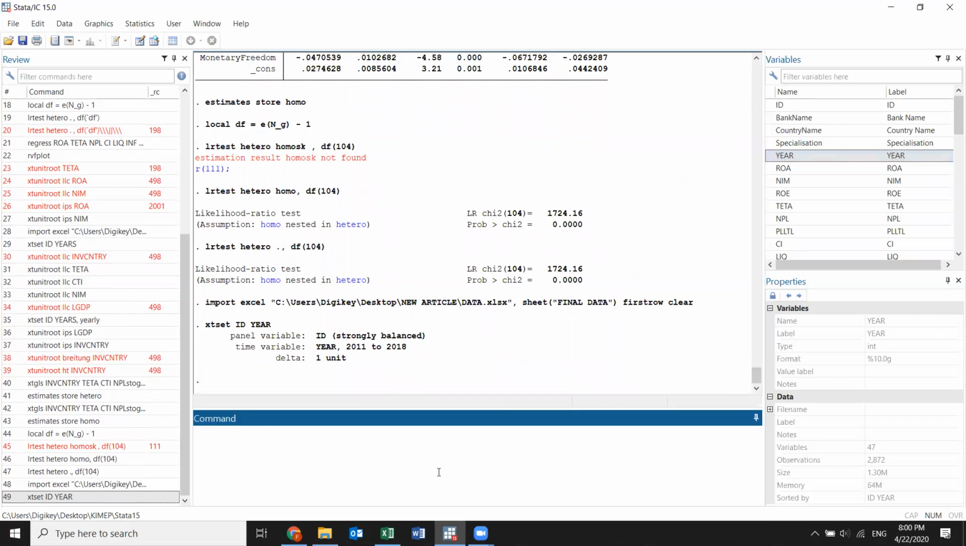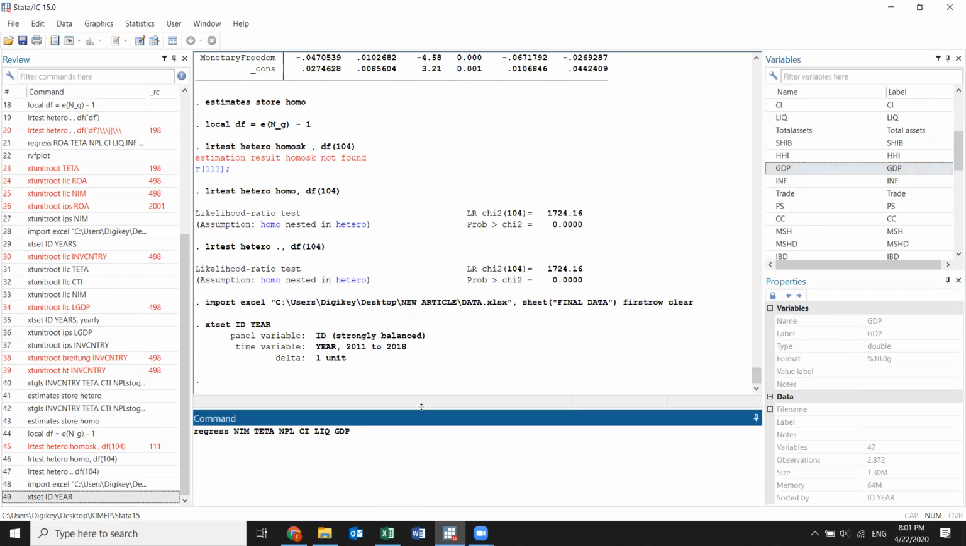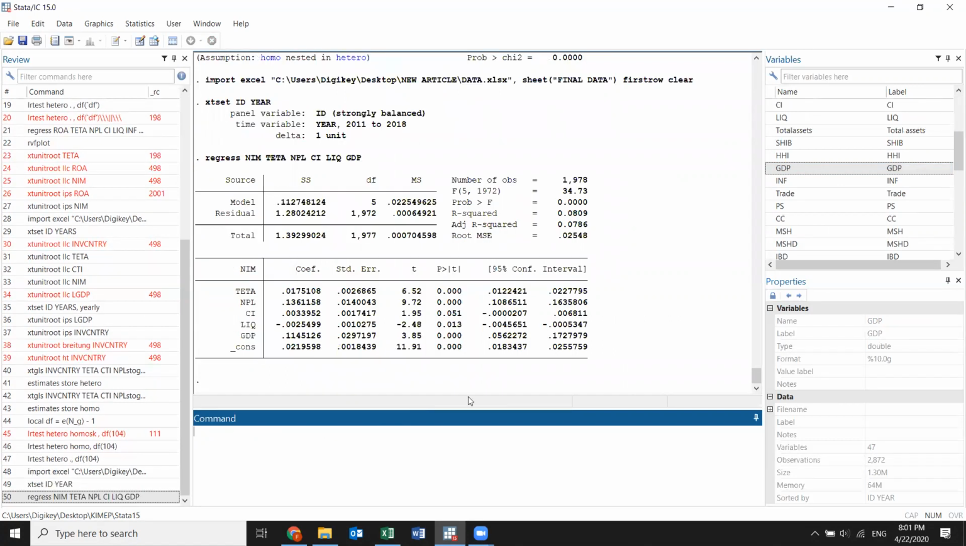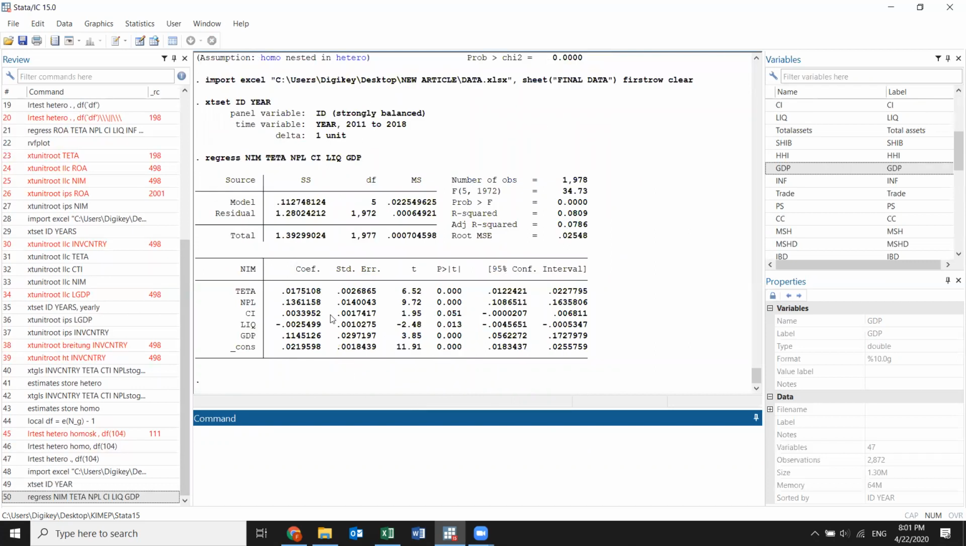Then I go with regress. Let's say my profitability name, theta, NPL, CI, liquidity, and GDP. Okay, this is my variables. Regression. Okay, I don't have to do the regression, but I just want to show you my model. Okay, I have 1, 2, 3, 4, 5, 6. 6 variables, okay? Now, first I'm doing stationarity.